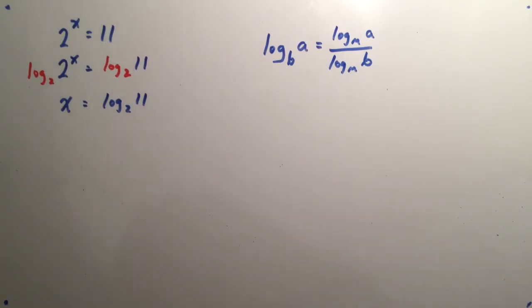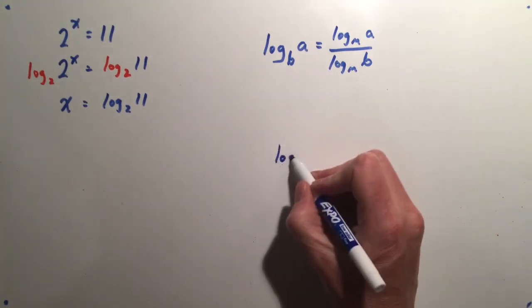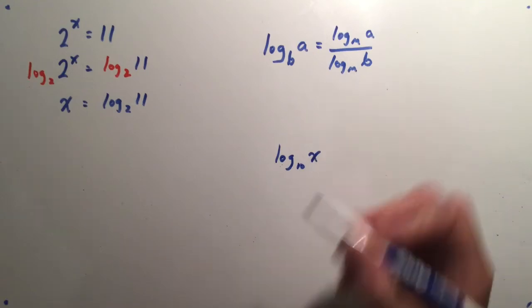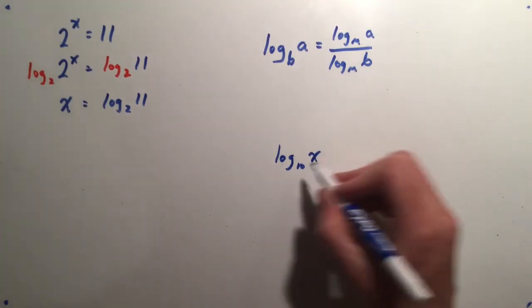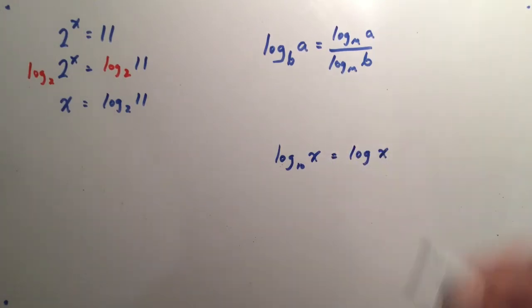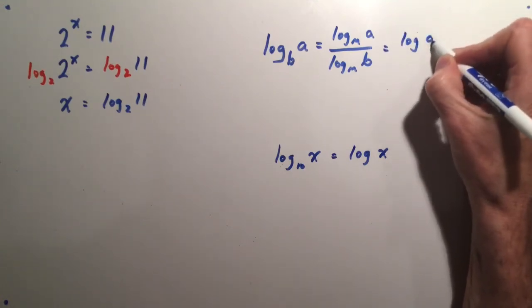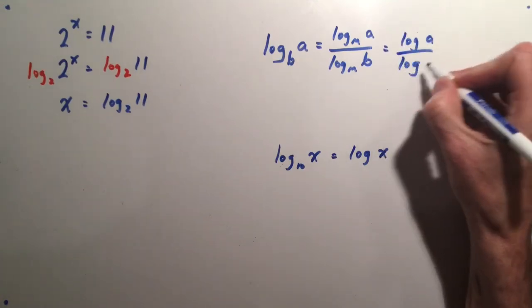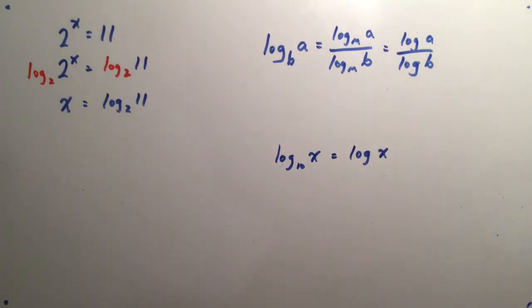Now, all of our calculators have log base 10 of x on it, which is the common log. So common, in fact, that we don't even usually write the 10. That's the same thing as just log of x. When you see log of x, it means the base is always going to be 10. So that means that this thing can also be written like this: log of a over log of b, where the base is now 10 and can easily be found on our calculator.